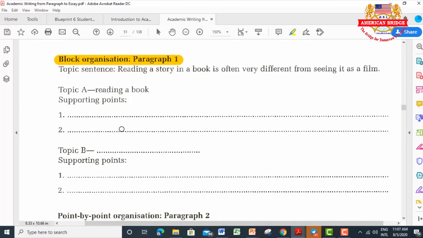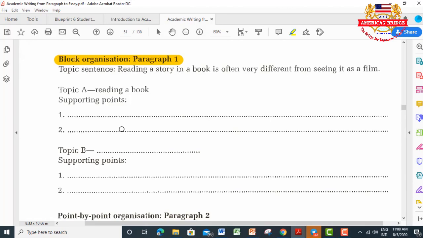And what about topic number 2, seeing it as a film? So supporting sentence 1 is that imagination is not needed. The picture on screen gives you all necessary detail. And the second supporting point for topic B is that conversations are spoken out loud. So you can see on the screen or hear it from the film. So just watch and listen. The feel of people comes from their face, body, and voices.